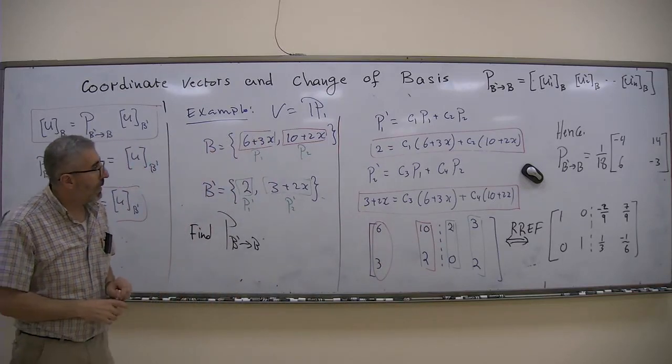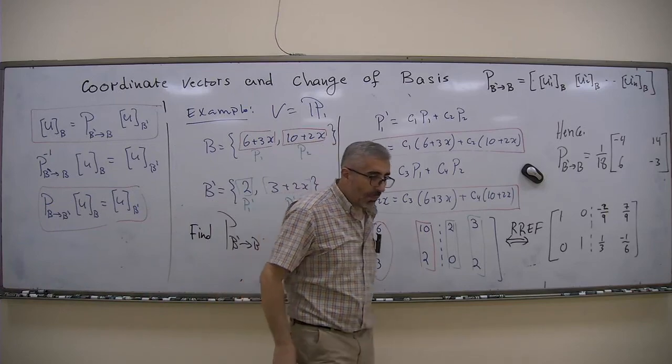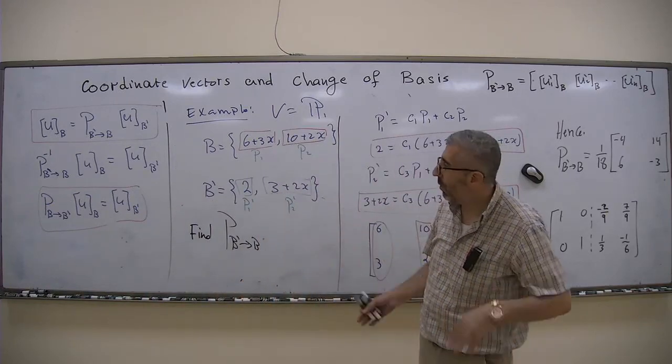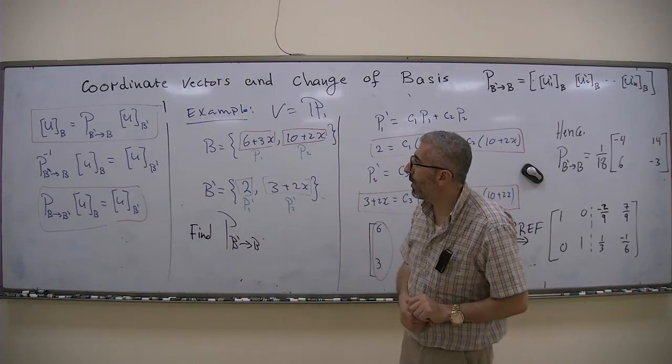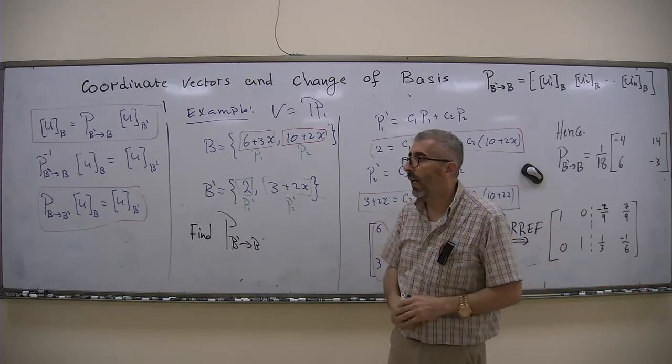All right, so basically that's the idea about change of bases and the coordinate vectors and the transition matrix. So I'll stop here.